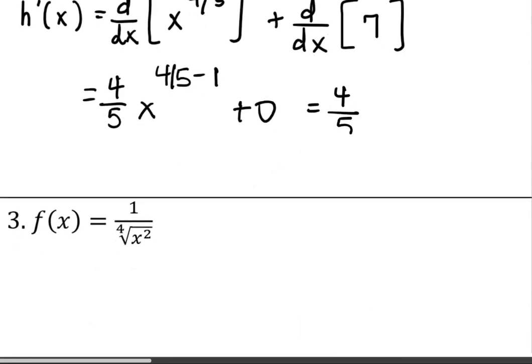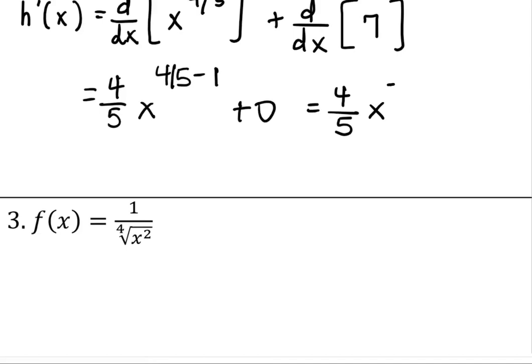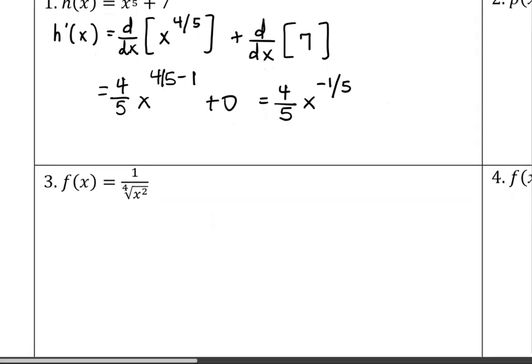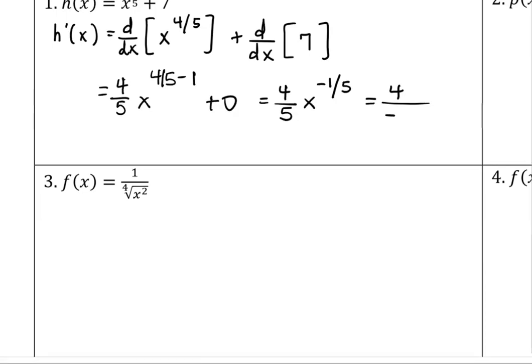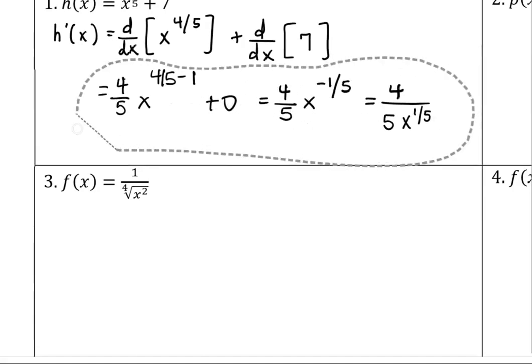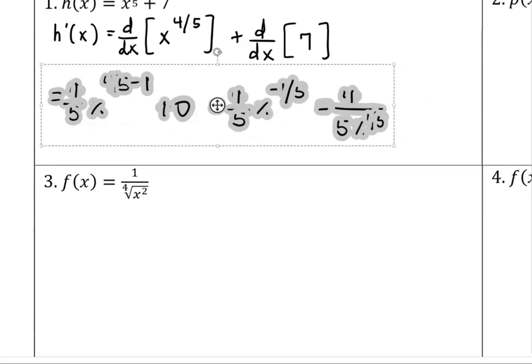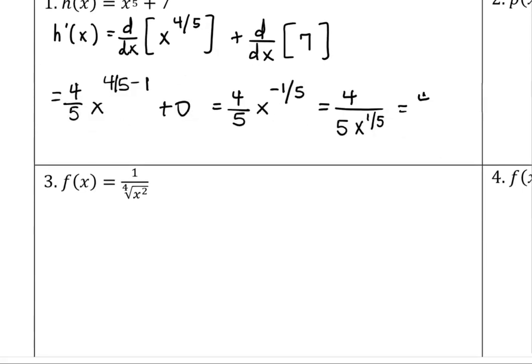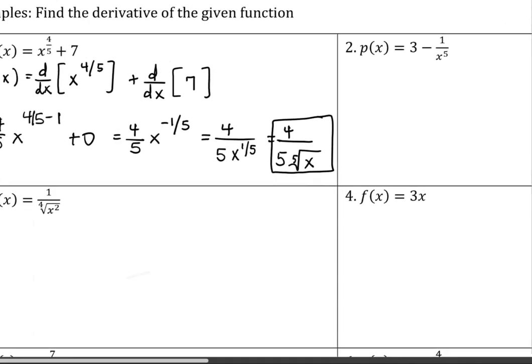This is then 4/5 x to the negative 1/5. I don't have to write the plus 0. And the last thing I'm going to do is rewrite that x to the negative 1/5 with a positive exponent by putting it in the denominator. Furthermore, I could rewrite this without any fractional exponents, and instead using radicals, because x to the 1/5 is the same thing as the 5th root of x. And there we have our derivative.